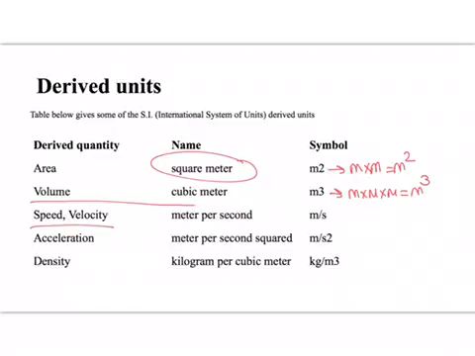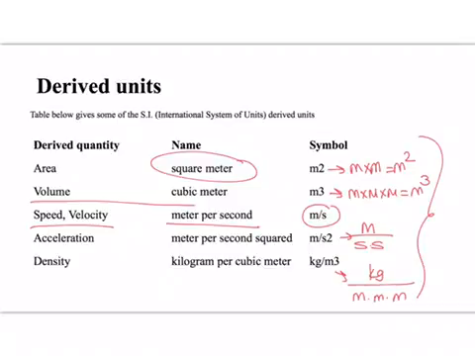Speed or velocity, the unit of it is meter per second, so you divide meter by second. The acceleration, the unit of acceleration is meter per second squared, so you divide meter by second 2 times. The density, kilogram per cubic meter, so you divide kilogram by meter 3 times. So you see that there are divisions and multiplications. So we have mathematical operations, so they are derived from the other fundamental units.